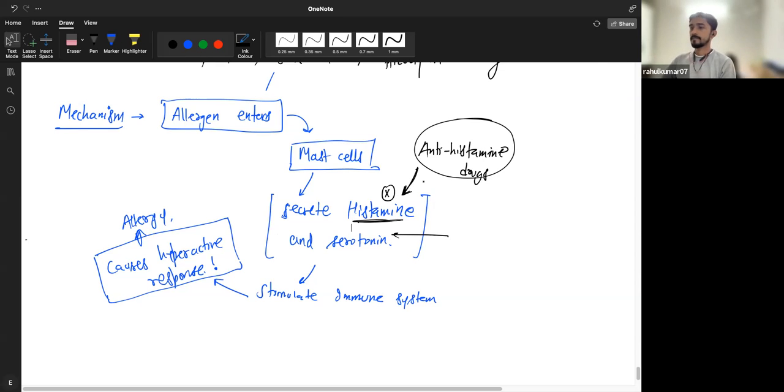Okay, so to reduce the symptoms of allergies, write down drugs like antihistamine, adrenaline, and in severe cases steroids are given to quickly reduce the symptoms of allergy.